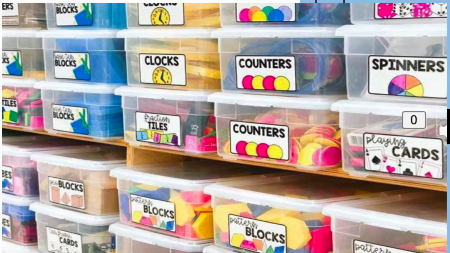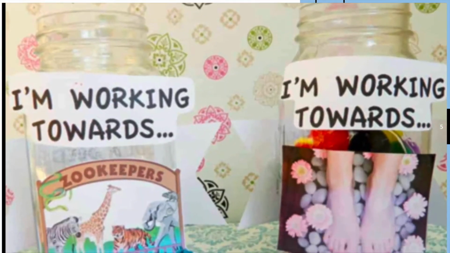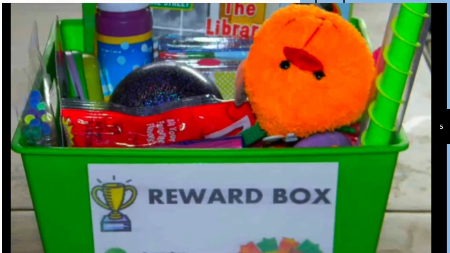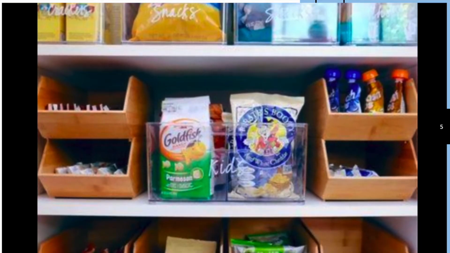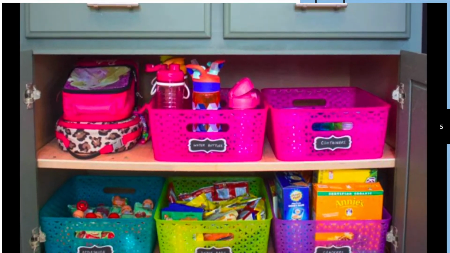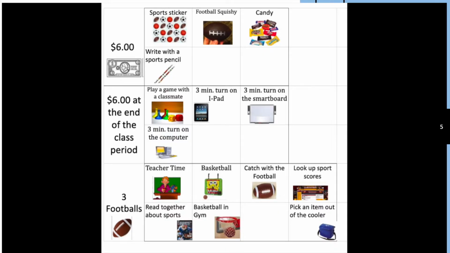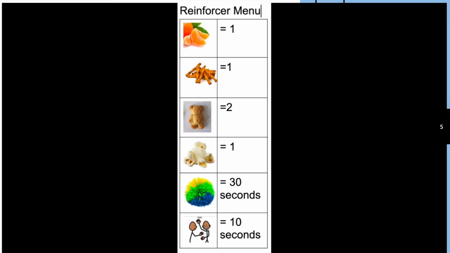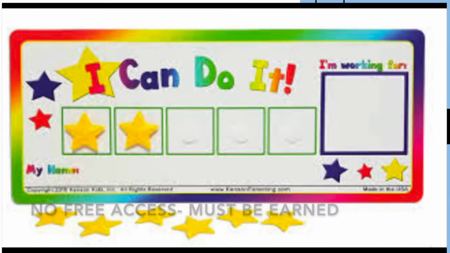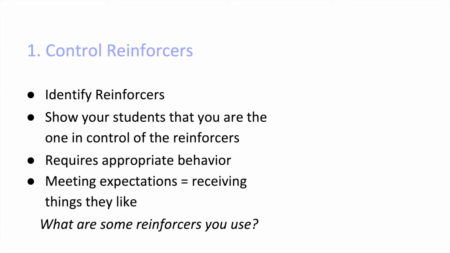Once you have established reinforcers, show your students that you are the one in control of the reinforcers. Put preferred items out of reach. In a locked cabinet, you can put the items in a teacher's desk, you can put the items behind curtains, you can even use passwords for electronics. No free access to reinforcers should be given. Expectations must be met for a learner to earn a reinforcer. This provides multiple communication opportunities across the day.